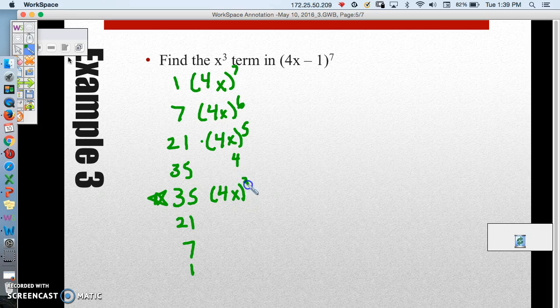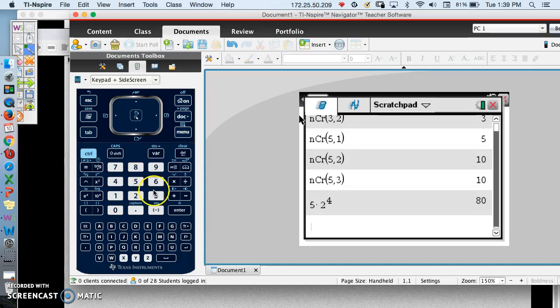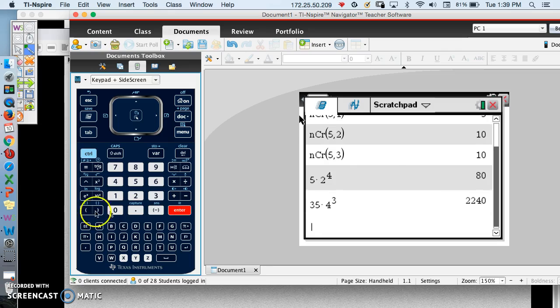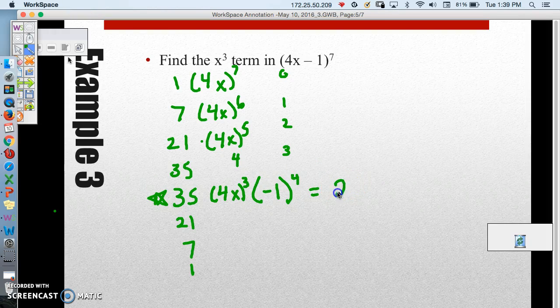We're looking for, we have 4x cubed. Then we'd have -1, and if this is 3, it has to add to 7 because it's 0, 1, 2, 3, and 4. So we just have to multiply this one out. So we have 35 times 4 to the power of 3, 2240x cubed.